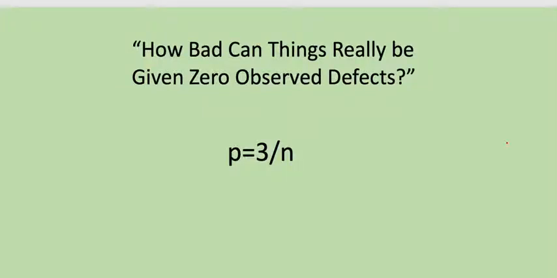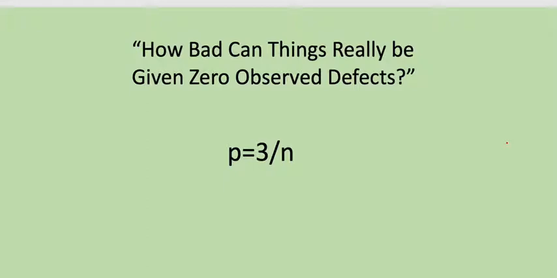Okay, so today's session is entitled How Bad Can Things Really Be Given Zero Observed Defects? What I'm going to introduce here is kind of a risk tool or a rule of thumb, which will help you understand what a risk level could be given that you find zero observed events in, let's say, a sample. I'm going to talk mostly from the quality arena here, but this is certainly applicable in many, many different types of areas.